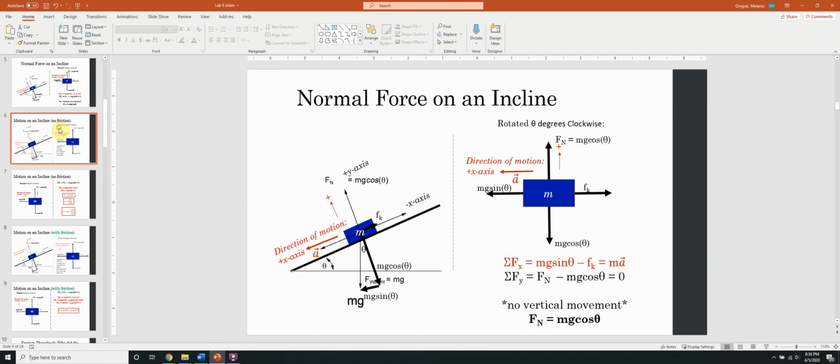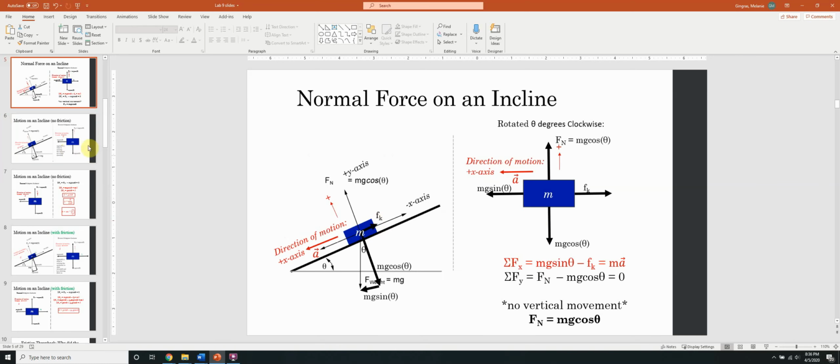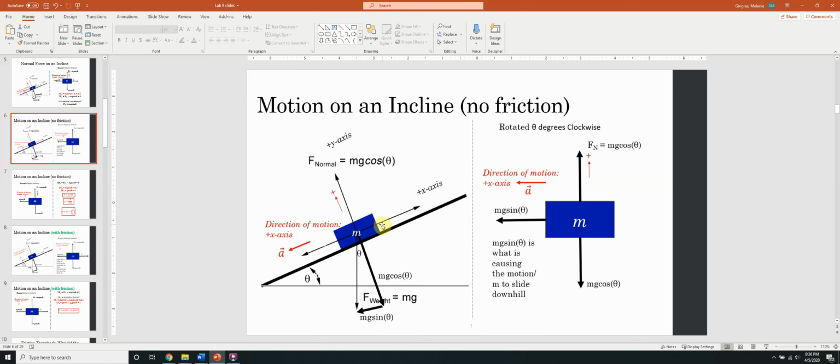Now let's look at an example where we just don't have friction. So in this one we had Fk. In this one, that's the only thing that's different. Now we don't have a frictional force. So you can see that mg sine of theta is what's driving the system. Now it's being opposed by nothing, right? Nothing is changed in the vertical.